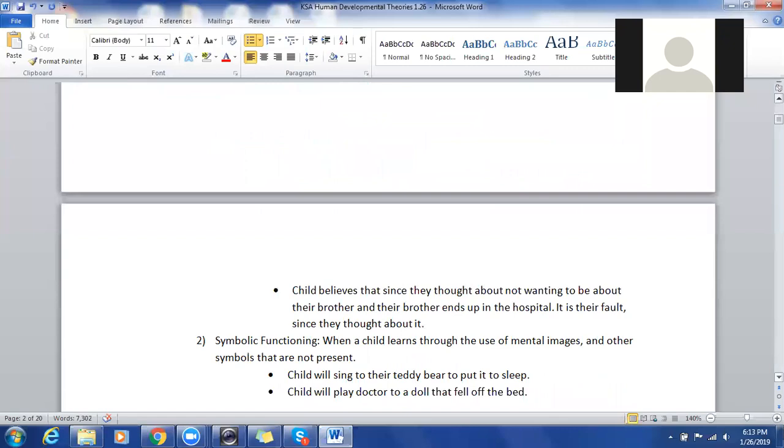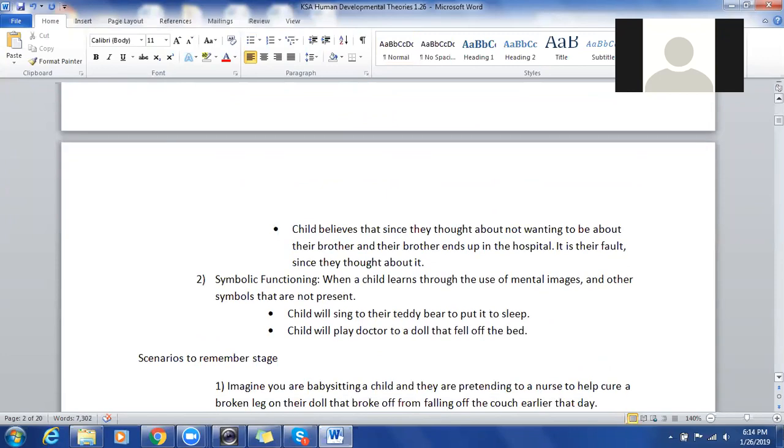Another example is that a child believes that they don't want their brother or sibling around, and then their sibling ends up in the hospital. They're like, oh my God, my thought of them not wanting to be around made that happen. They believe that they have way more power than they actually do.